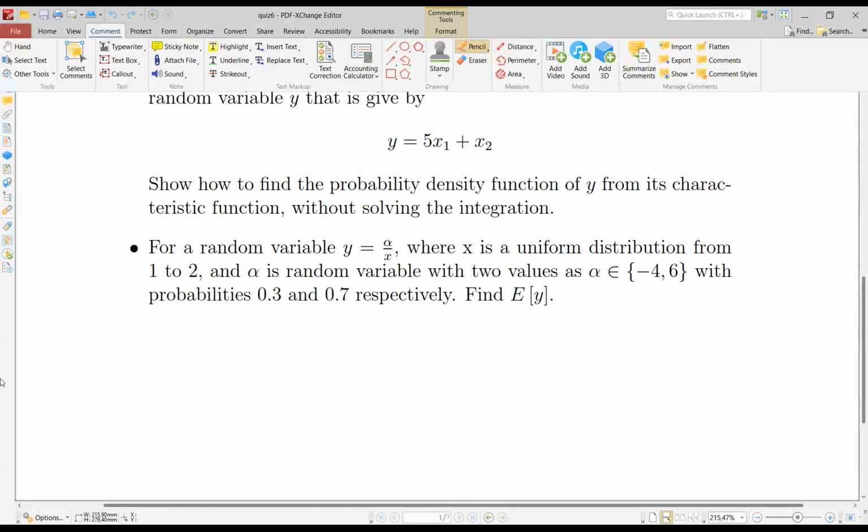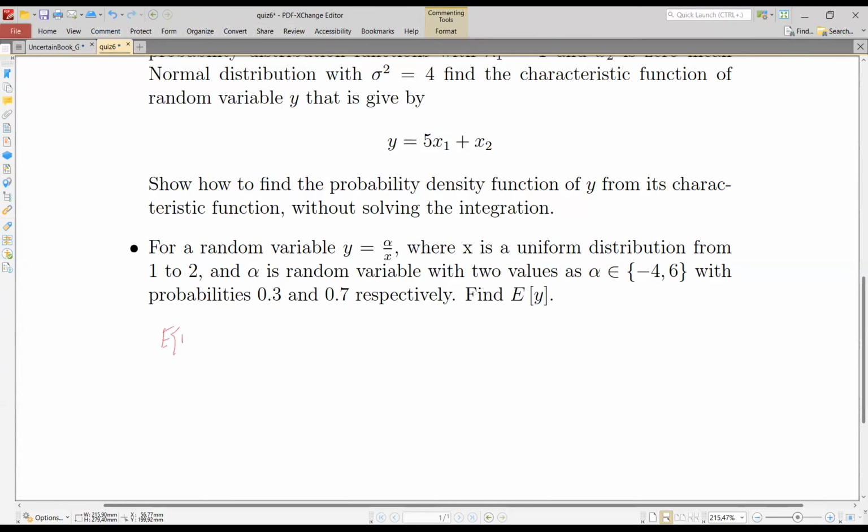So in this case, we have the expected value of y equal to the expected value of alpha divided by x. And here alpha has two values, either -4 or 6. So to take the average, we can divide the problem into two parts.